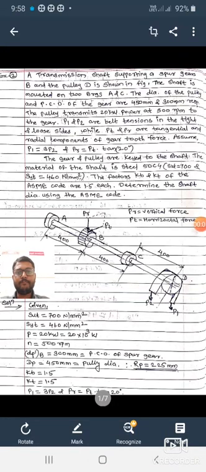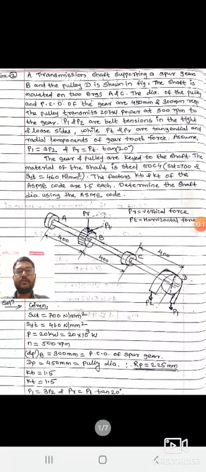Students, today I would like to explain the second numerical from unit number 2, that is design of shaft, keys and coupling. So let us start with numerical number 2, that is design of shaft. Here the numerical is: a transmission shaft supporting a spur gear B and the pulley D is shown in figure. The shaft is mounted on two bearings, that is A and C.